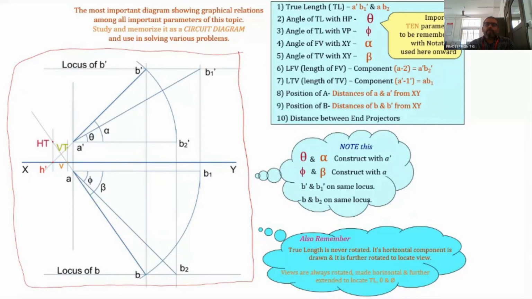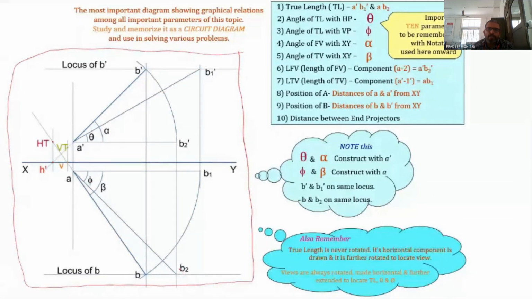Now, there are actually 10 important parameters that are to be remembered with the notations. From here onwards, we will be using the same notations, and the same notations are given in the figure also. So, the first is the true length. We normally denote it as TL. True length is A dash B1 dash. Here, A dash B1 dash is the true length, as well as AB2 is the true length in this figure.